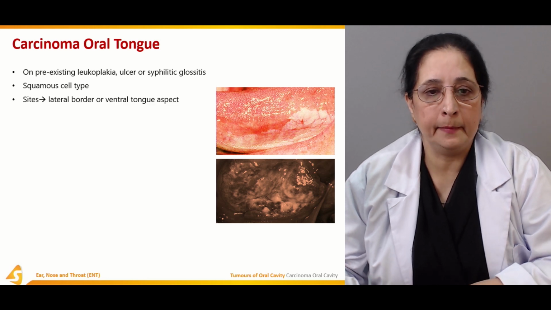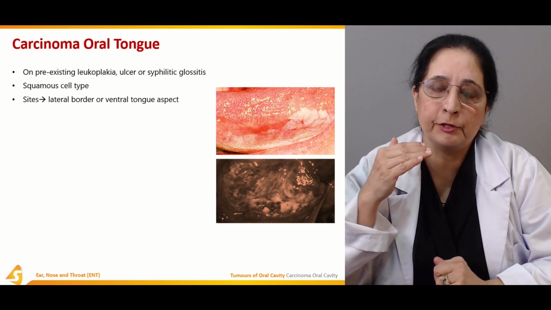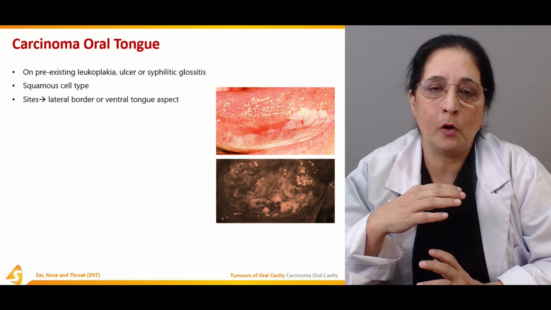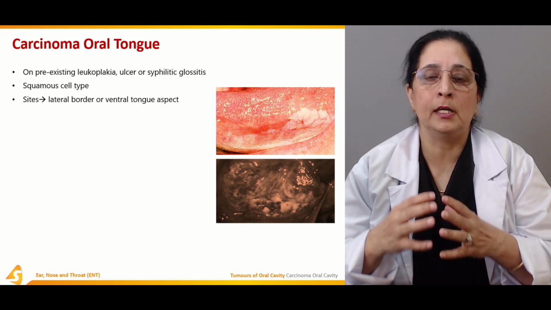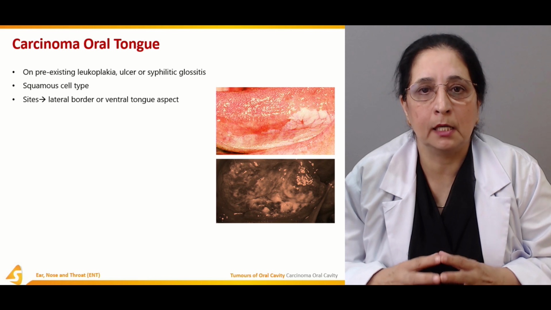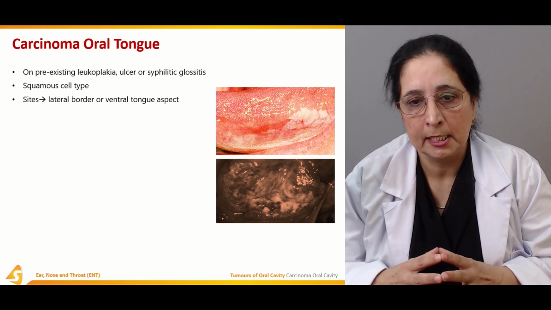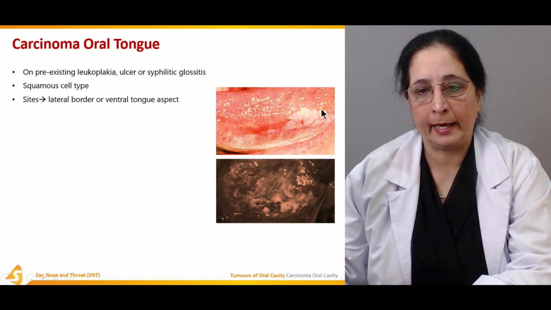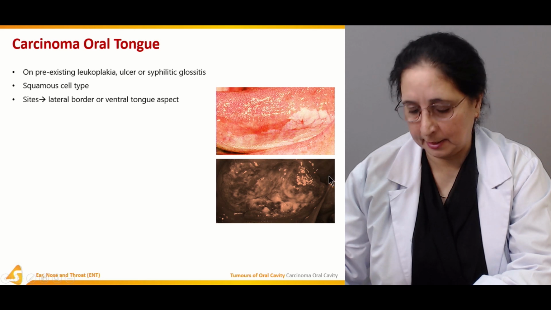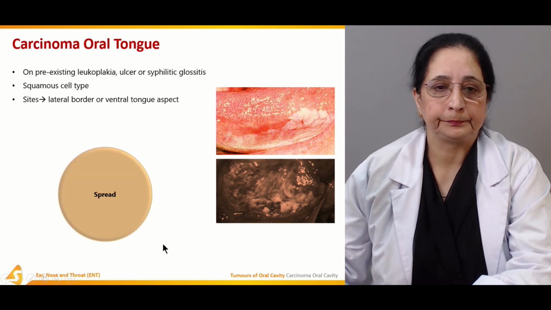Squamous cell type, the sites are the lateral border or ventral tongue aspects. So the common sites are the lateral side of the tongue or the ventral aspect of the tongue, the most common sites for the involvement of the tongue. Here you can see the picture of the leukoplakia, white patches are present and there are ulcerative lesions also.